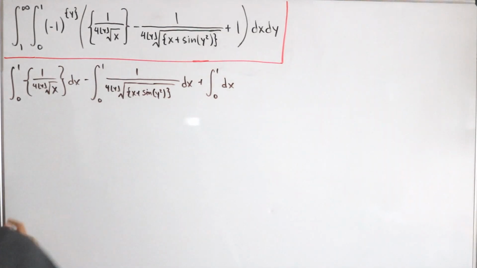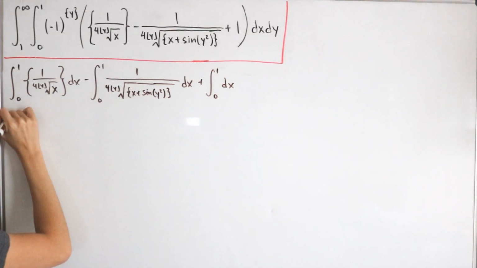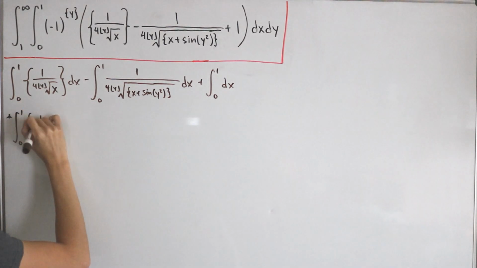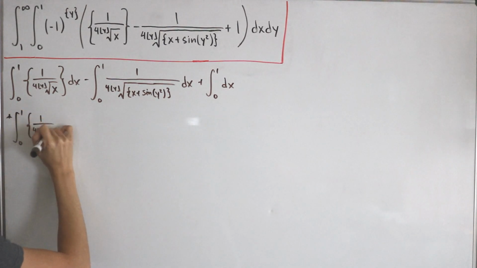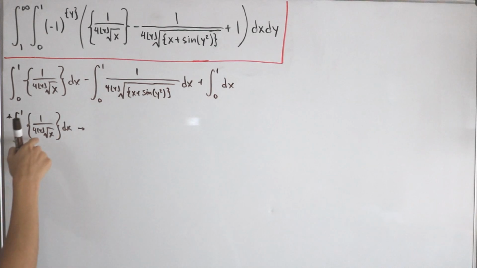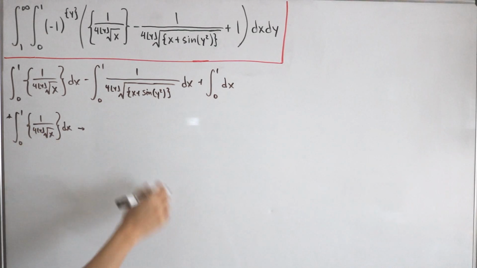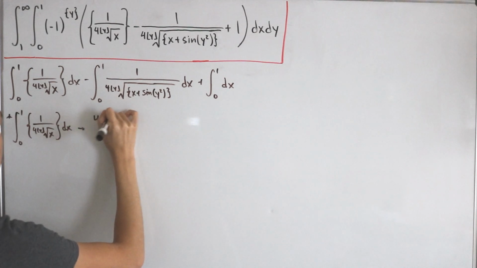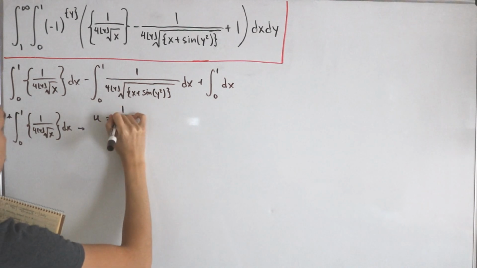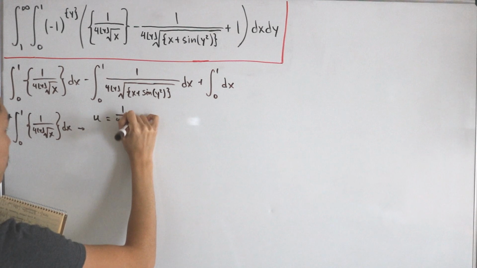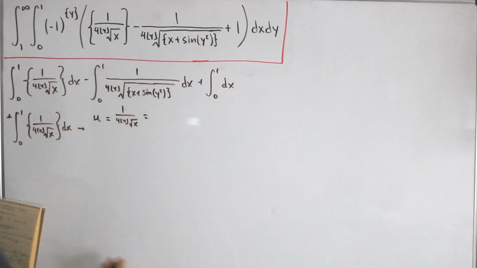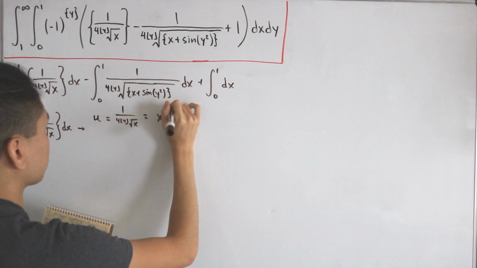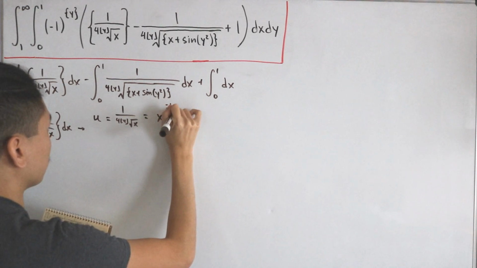So focusing on this integral first, the integral from 0 to 1 of the fractional part of 1 divided by 4y root of x, we can do a little u-substitution. We'll let u be the inside of the fractional part, so u equals 1 divided by 4y root of x. In other words, I could write that in terms of an exponent, so u is x to the power negative 1 divided by 4y.